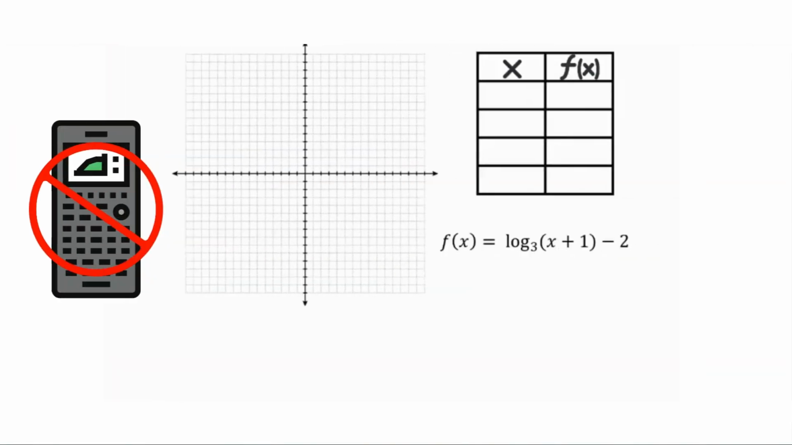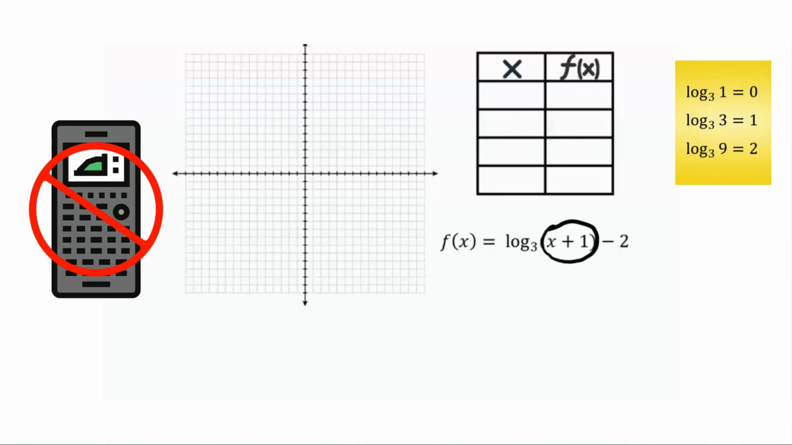All right, in our next example, we have f of x is equal to log base 3 of (x plus 1) minus 2. So we have a shift in here. In order to handle that, it doesn't matter what the expression is in there, we still want to use those values that work for base 3. So we want what's in the parentheses to equal 1 so that we can do log base 3 of 1.